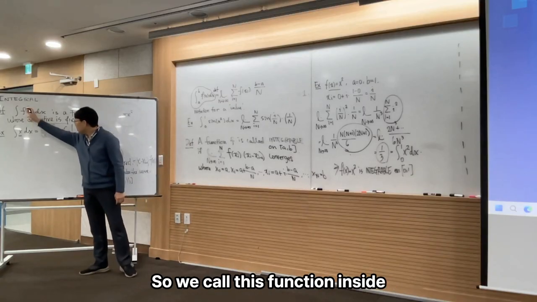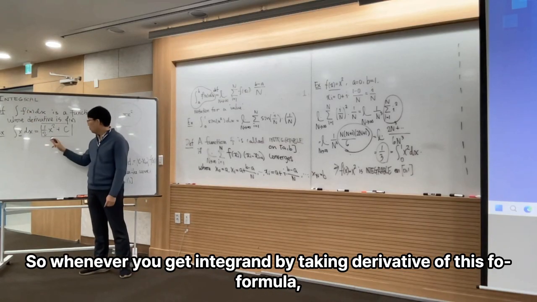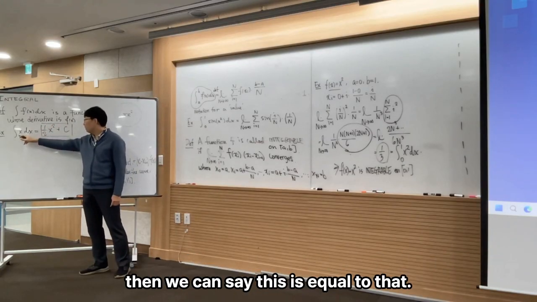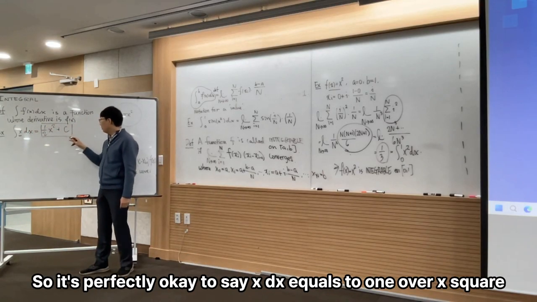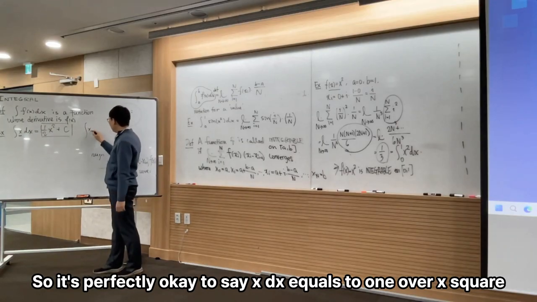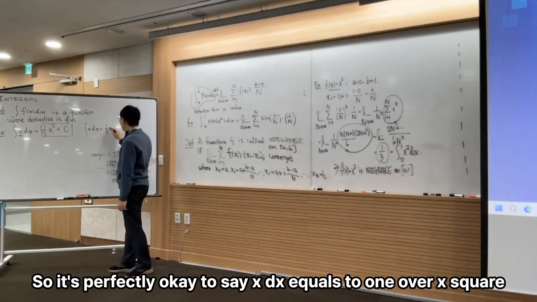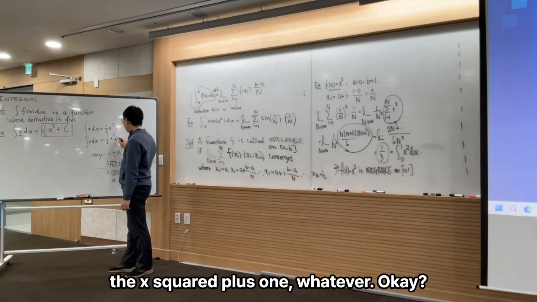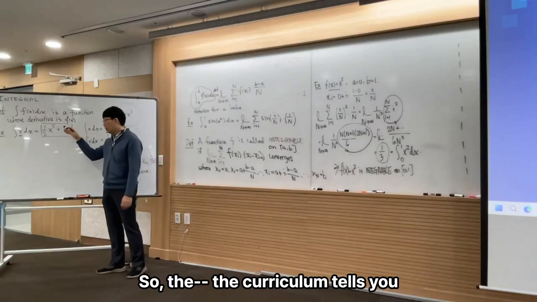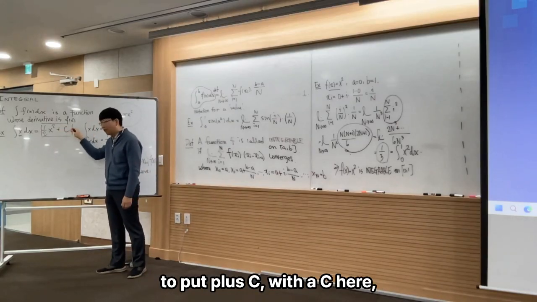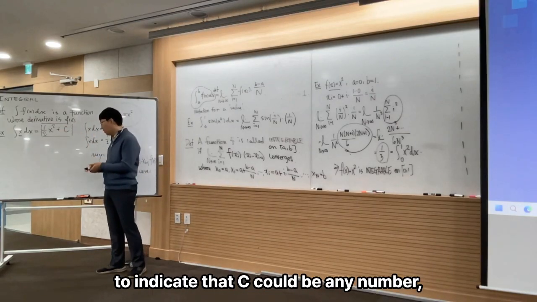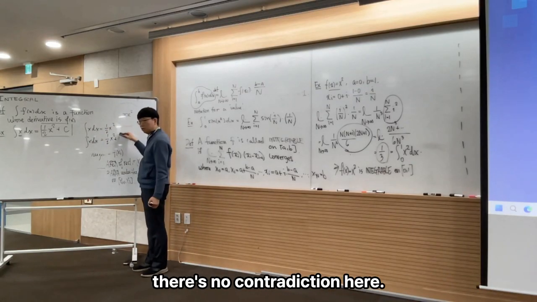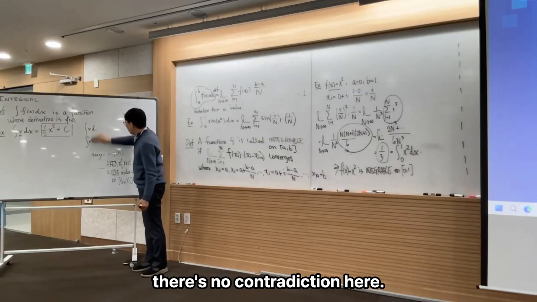We call the function inside our integral symbol the integrand. Whenever you get the integrand by taking the derivative of this formula, then we can say this is equal to that. So it's perfectly okay to say the integral of x dx equals x squared over 2, or you can also say it equals x squared over 2 plus 1, whatever. The curriculum tells you to put plus c to indicate that c could be any number, but in my case, as long as you know what that means, in our definition there's no contradiction here.